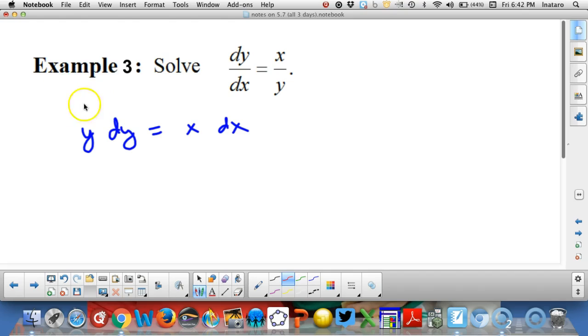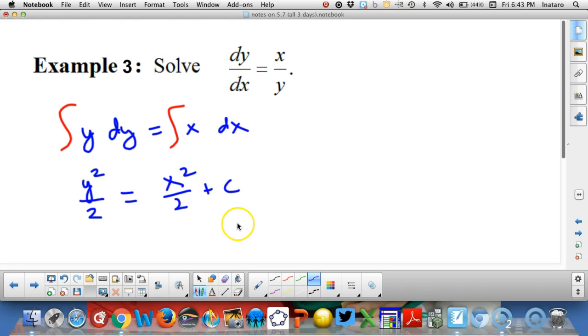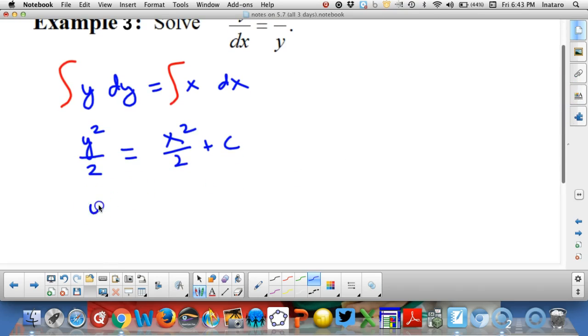And then once again, we're going to do the opposite of the derivative to both sides. We're going to take the integral or the antiderivative of both sides. And so I'll have y squared over 2 equals x squared over 2 plus c. But I want to get y by itself here. So let me multiply both sides by 2.